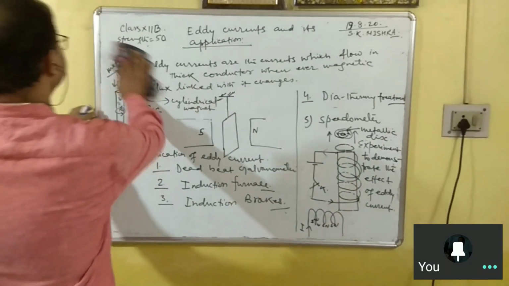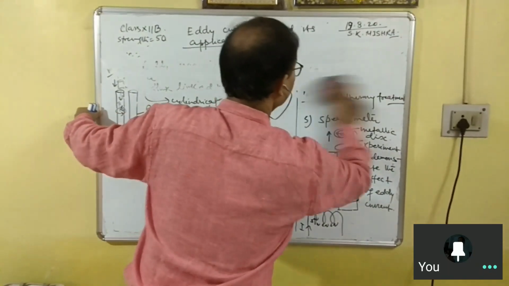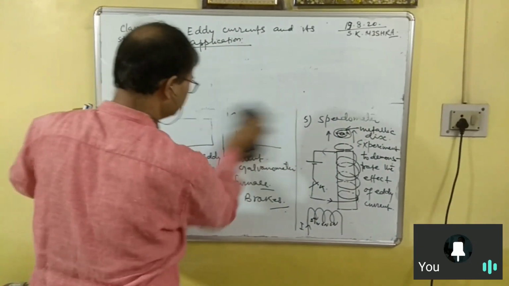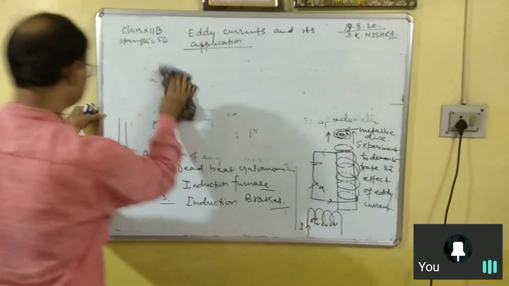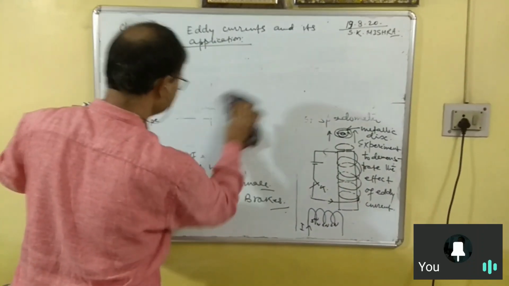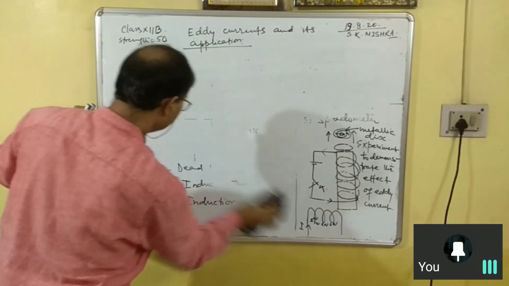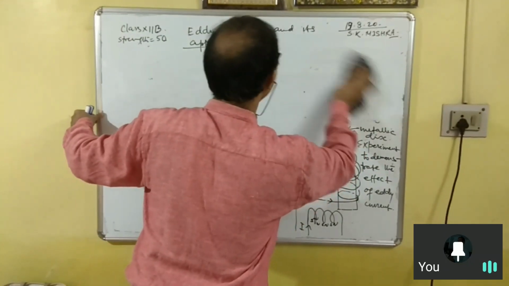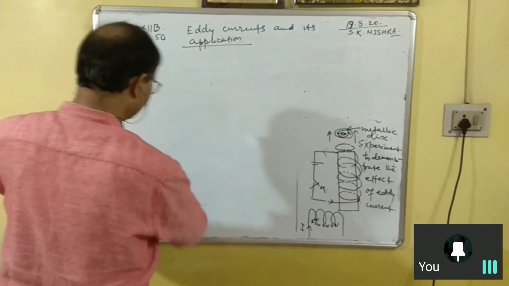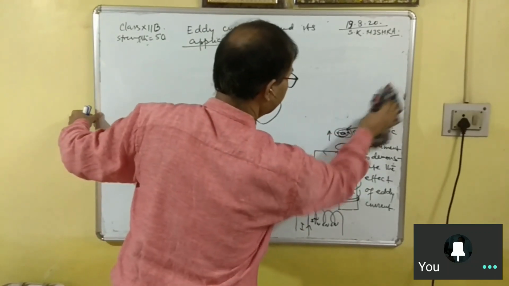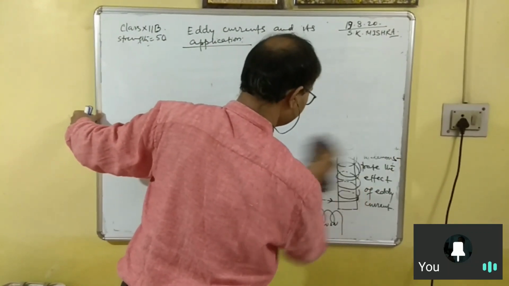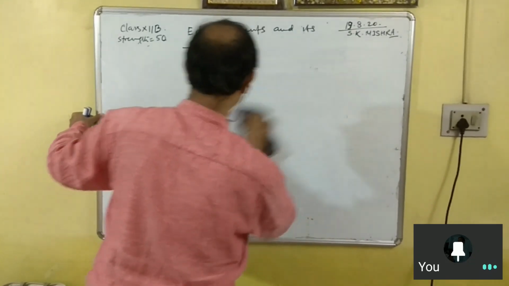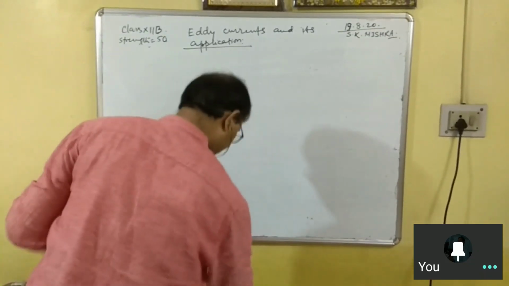Then, normally 1-mark, 2-mark questions will come from this portion. Short answer type questions, not big questions, small short questions. So why does it happen? What is the reason behind it? A magnet falling through a metallic pipe is obstructed. The motion is obstructed. Why? The reason is eddy current. So this type of question will come.